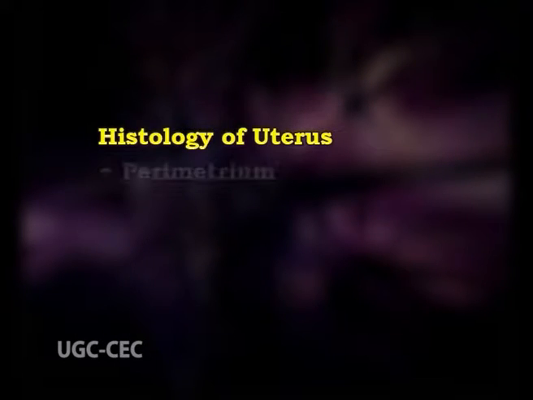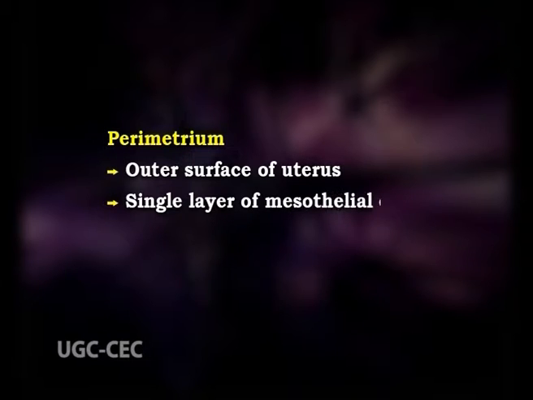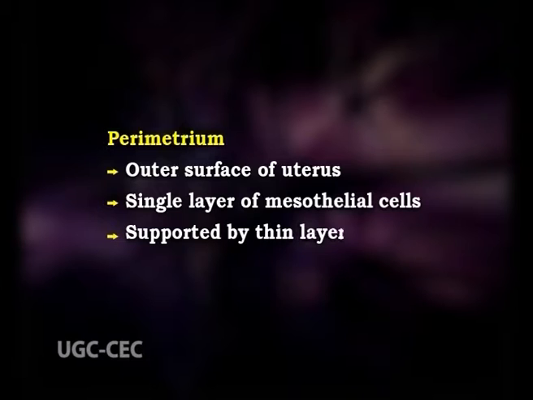The first layer is perimetrium. It is the outer surface of the uterus made up of a single layer of mesothelial cells. It is supported by a thin layer of connective tissue.